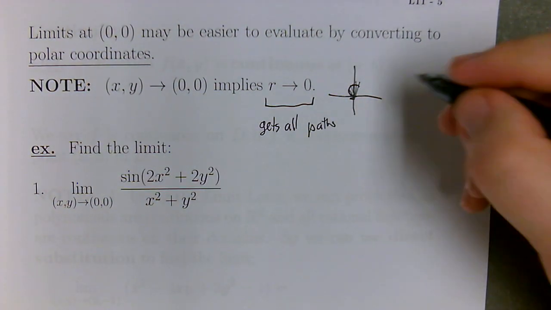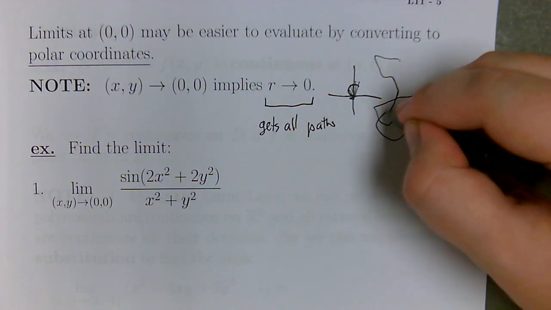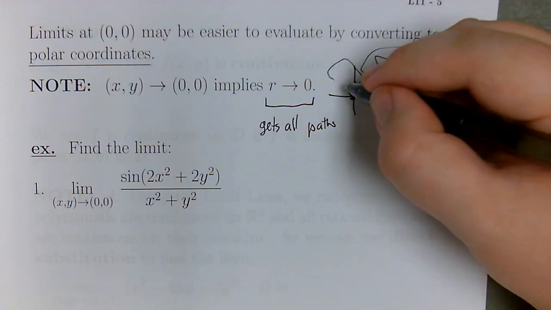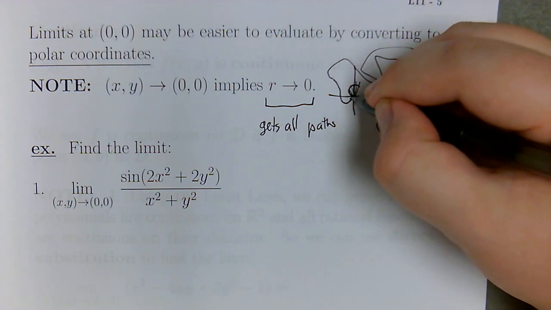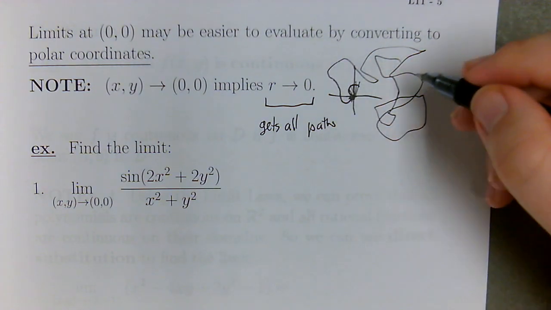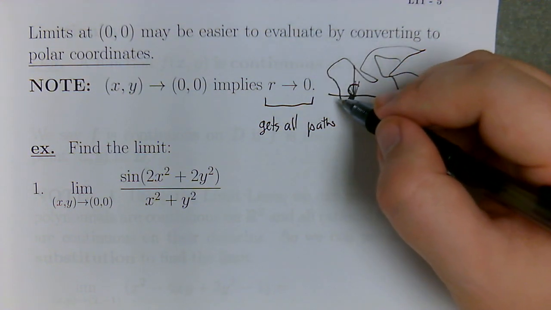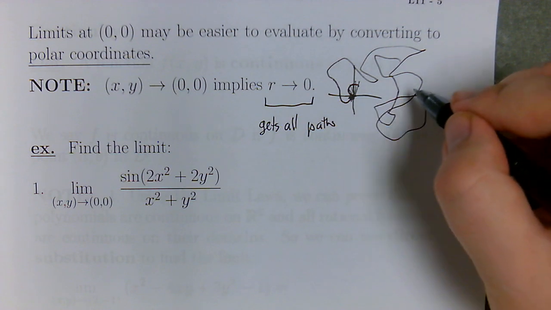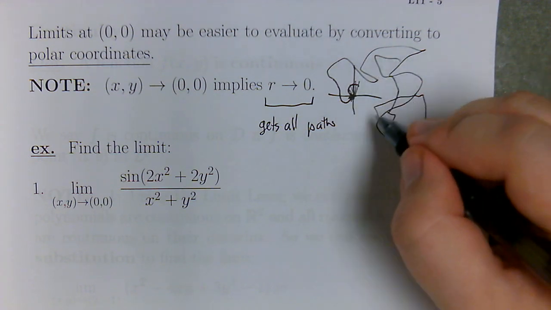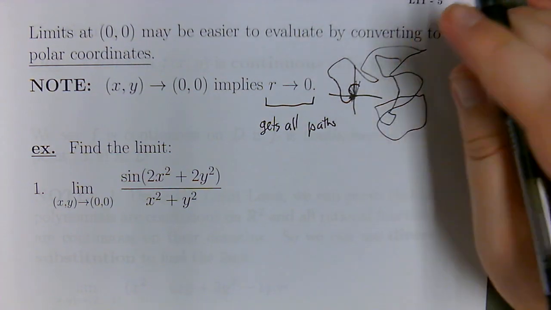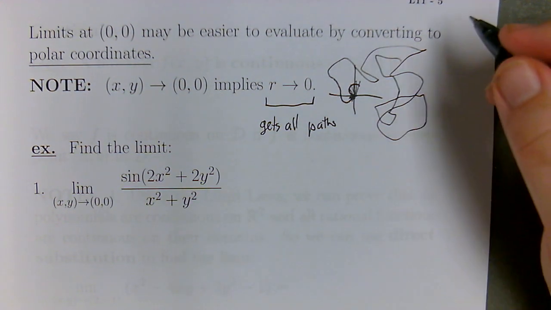Because at some point, no matter what kind of insane path you have, like you're zooming around, if you come towards the origin, eventually you need to get closer and closer to the origin. So you could do whatever you want out here, that's all fine, but then eventually your r value will go to 0. So r going to 0 gets every kind of path, even insane looking paths like this. So let's use this and let's try to find the limit.